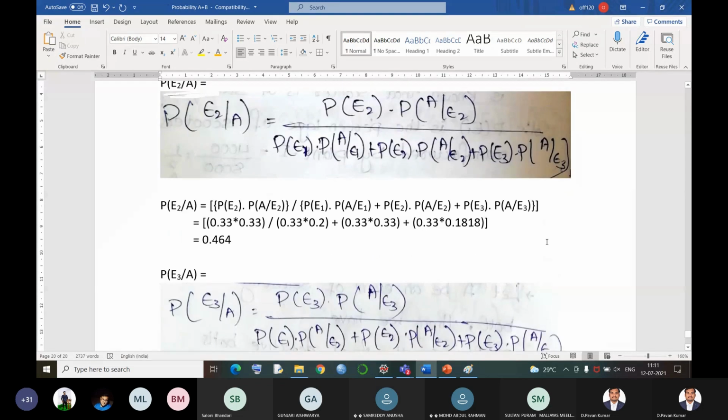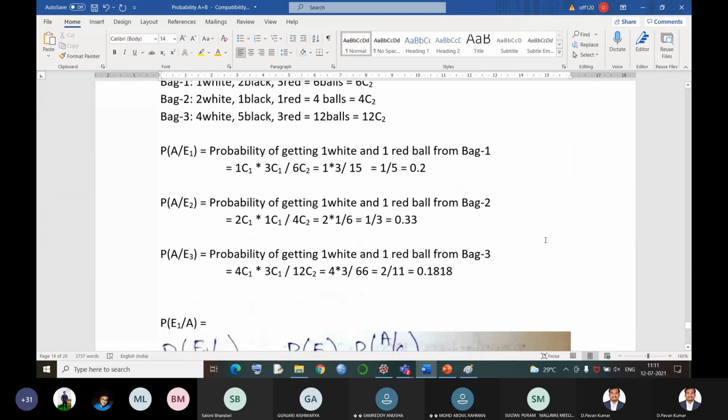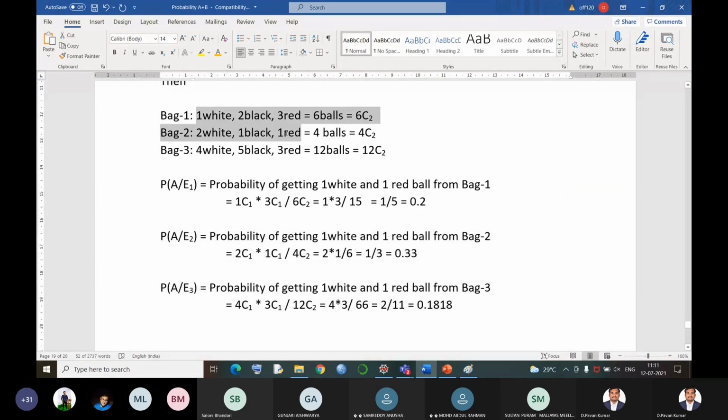See, the actual time-taking process in this problem is getting out these values. Since the balls are different in each bag, the exhaustive cases of each bag will differ. The calculation is very simple, but the identification of 6C2, 4C2 and 12C2 matters. Once you are very clear about these three things, the remaining things will follow. Favorable number of cases are very easy once you know the total number of exhaustive cases.